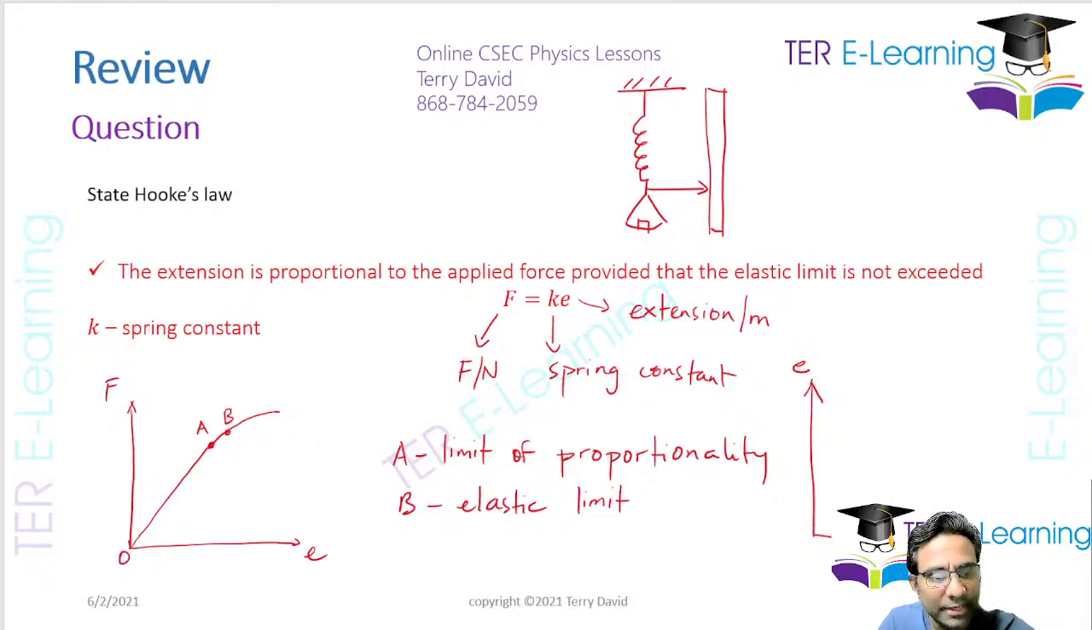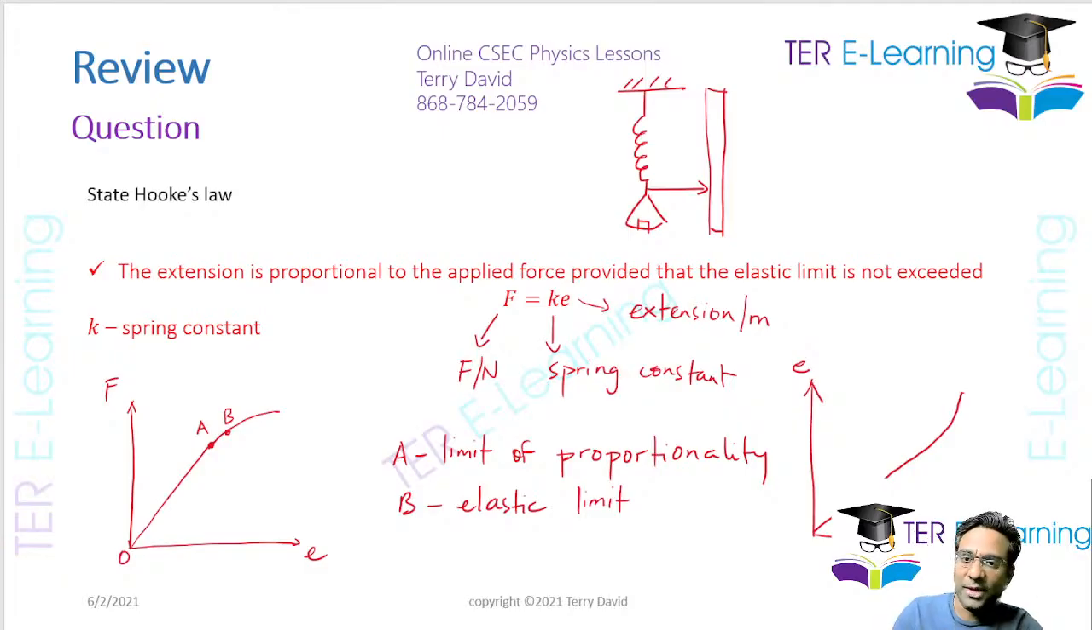The graph can be drawn like this. Instead of plotting force against extension, we can plot extension against force. In which case, the graph is still a straight line, but it curves differently. It curves this way, right? So keep that in mind, because sometimes in the exam, you can see variations of this type of graph.